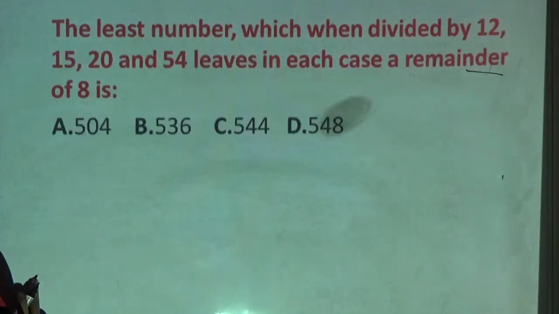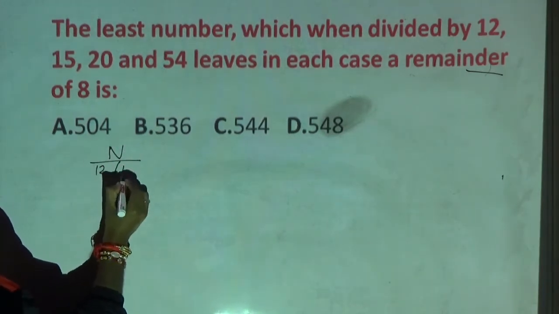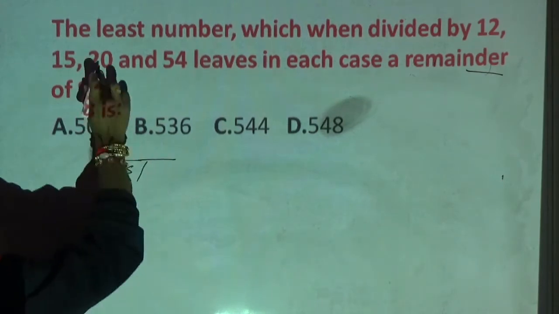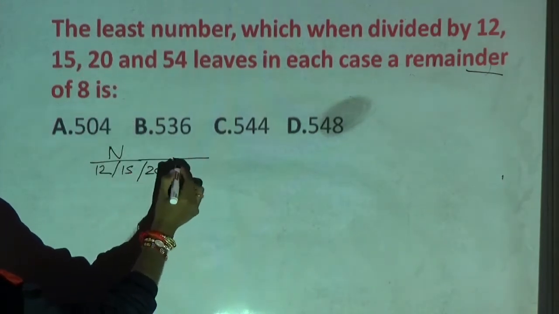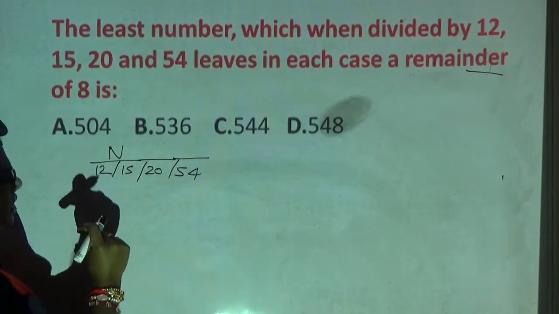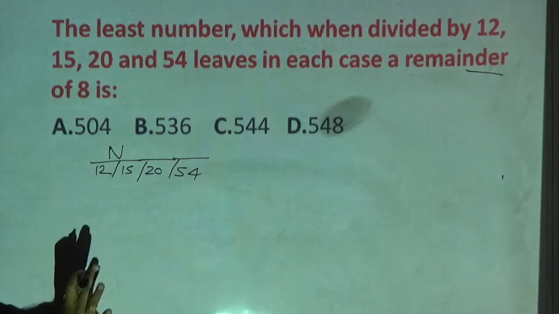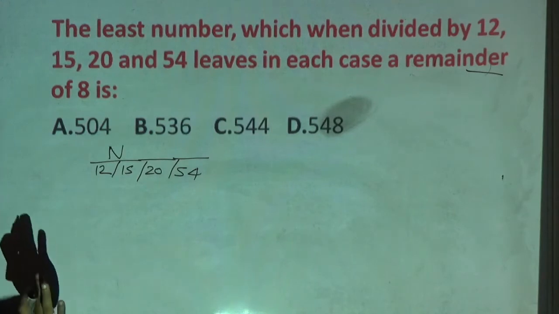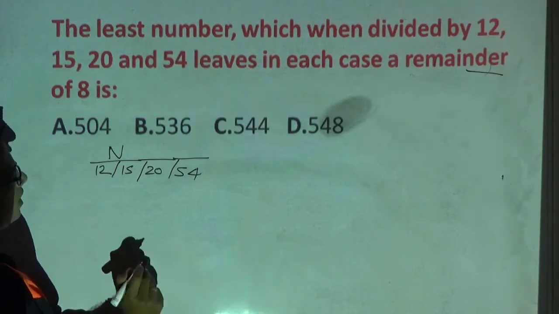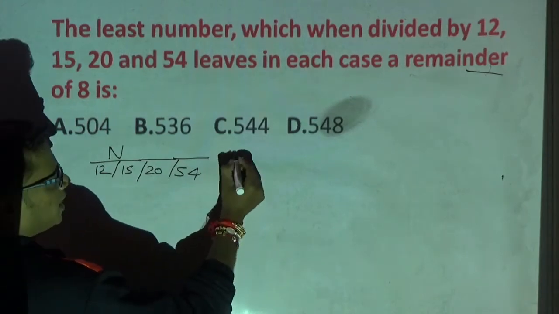Question: the least number which when divided by 12, 15, 20 and 54 gives a remainder of 8 in each division. First observe whether I need to find the HCF or the LCM. The number that I want is in the numerator, which means I am going to find the LCM. But I should get a remainder of 8. Therefore, what should be your answer?